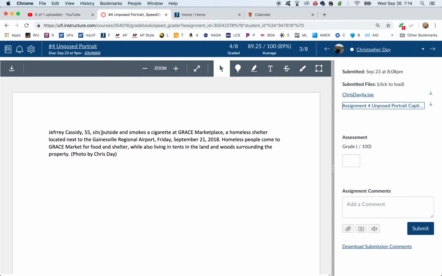Jeffrey Cassidy, 55, sits outside and smokes a cigarette at Grace Marketplace, a homeless shelter located, I would say, near the Gainesville Airport. Friday, September 21st. You could do without this last sentence. Unless it's a direct quote, we don't know why people are going there. So either Google Grace Marketplace and get some information off their website or use a quote or something, if that makes sense.